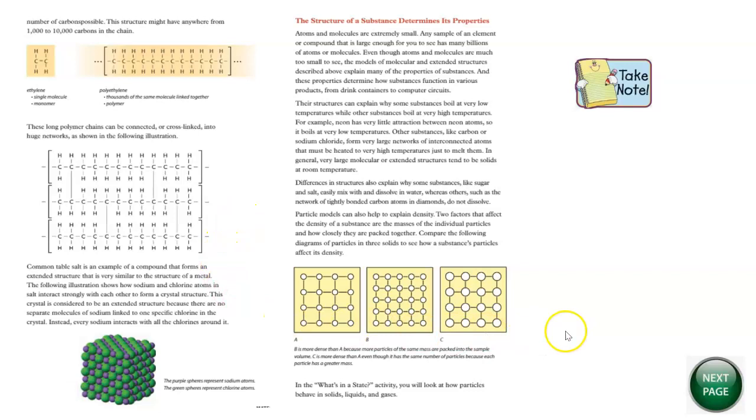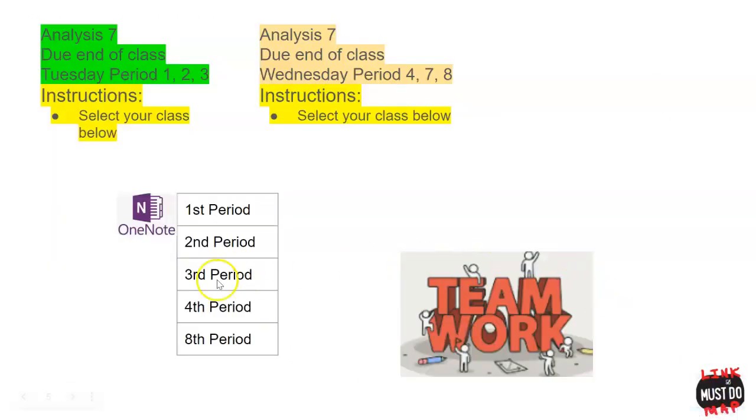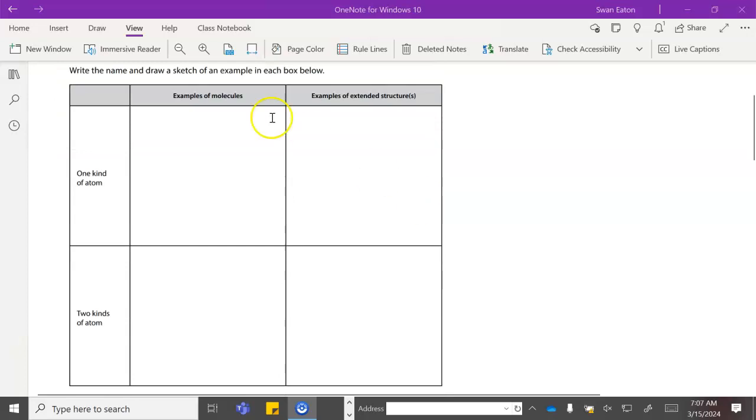And this will conclude our last page that we will be taking notes on and discussing in class. Once you've completed that, it's now time to move on to our Analysis 7. When students open up Analysis 7, they will be prompted to write the name and draw a sketch of an example in each box below. So you're going to be creating this table in your notes, and you're going to select one kind of atom, give an example of the molecule, and examples of extended structures.